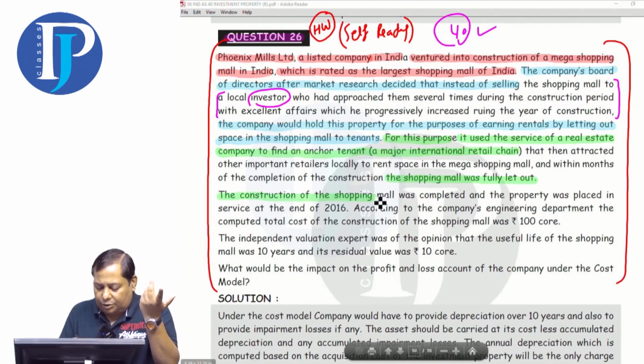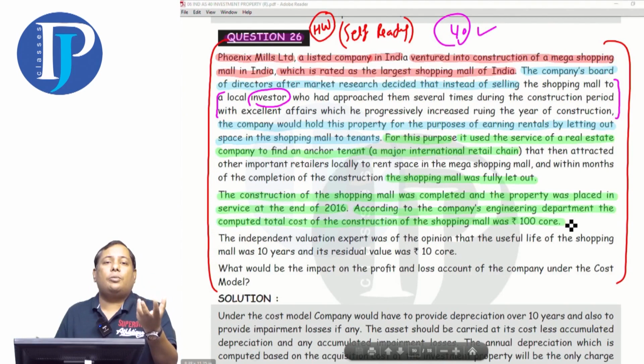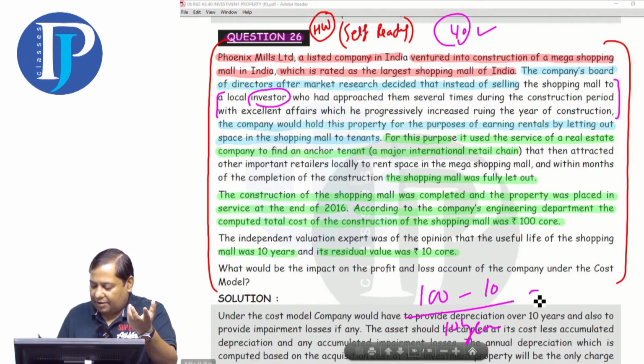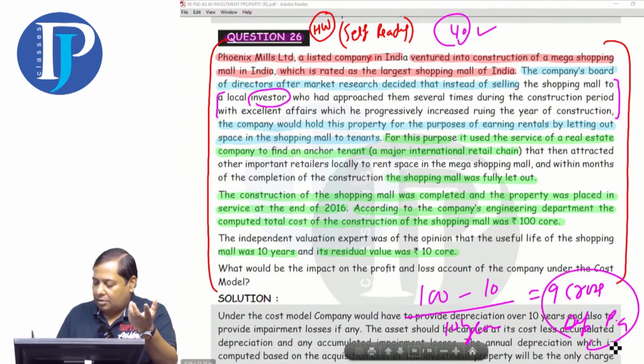The construction of the shopping mall was completed and the property was placed in service at the end of 16. The work is complete, it is put on rent. According to the company's engineering department, the computed total cost of construction is 100 crore. Its useful life is 10 years and residual value is 10 crore rupees. If the building costs 100 crore, its residual value 10 crore, and 10 years of life, then your depreciation will be 9 crore rupees per annum.